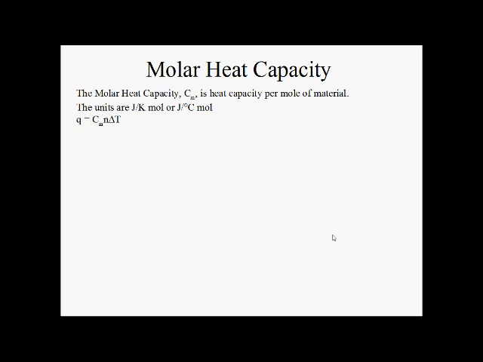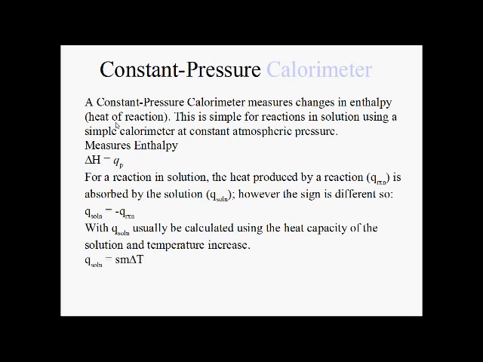The other way that we tend to do heat capacity based on amount of substance is based on moles of substance. This is called the molar heat capacity. So we use capital C sub m to represent molar heat capacity. It'll have a similar form as specific heat capacity. It's Q, heat, equals Cm, molar heat capacity, times moles instead of mass, times change in temperature. So heat equals molar heat capacity times moles times change in temperature.